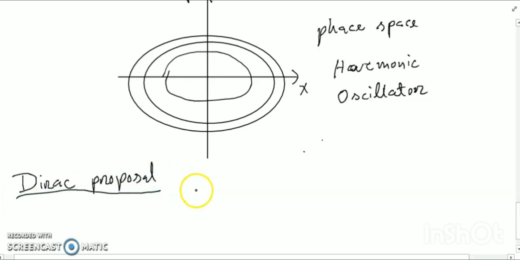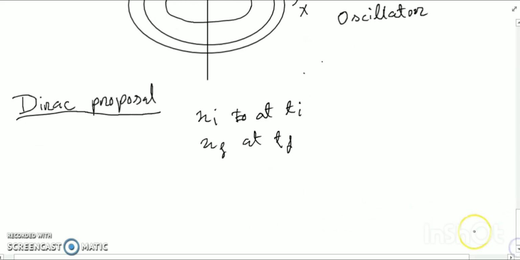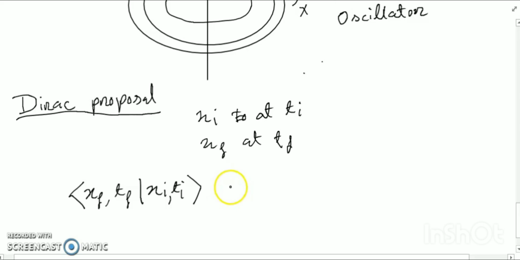Suppose there is a particle which is moving from x_i at t_i to x_f at t_f. The eigenstate of x at time t_i with eigenvalue x_i, the overlap of the position state at t_f and x_i at t_i, is somehow related to this object. The object is e to the power i over h bar, S[x].